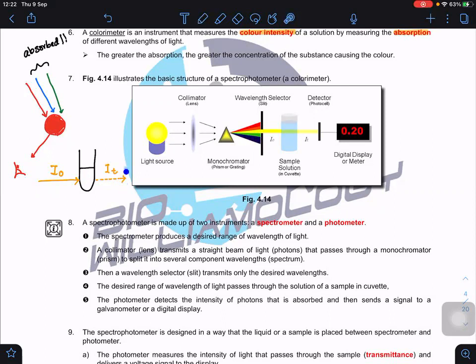So we can measure this transmittance. When I measure transmittance, then I will be able to calculate how much it absorbs. So the higher the absorption means the higher the concentration, or this is what we call the intensity. Are you clear? So what we measure here is the absorbance. Do you get what I mean here, guys?